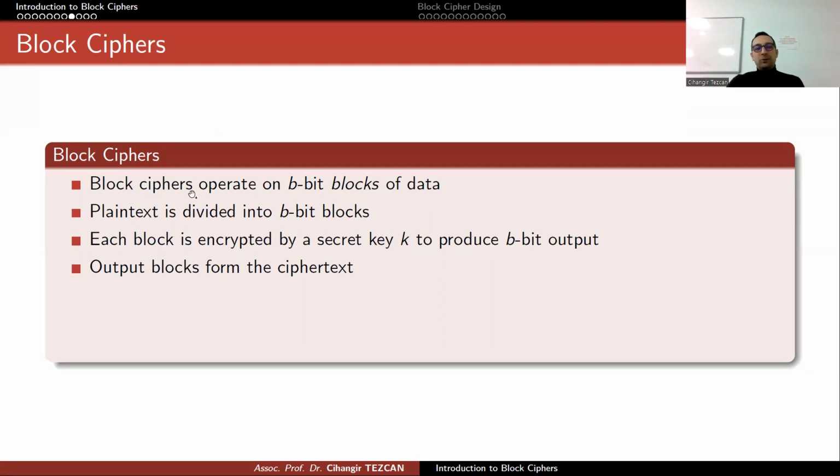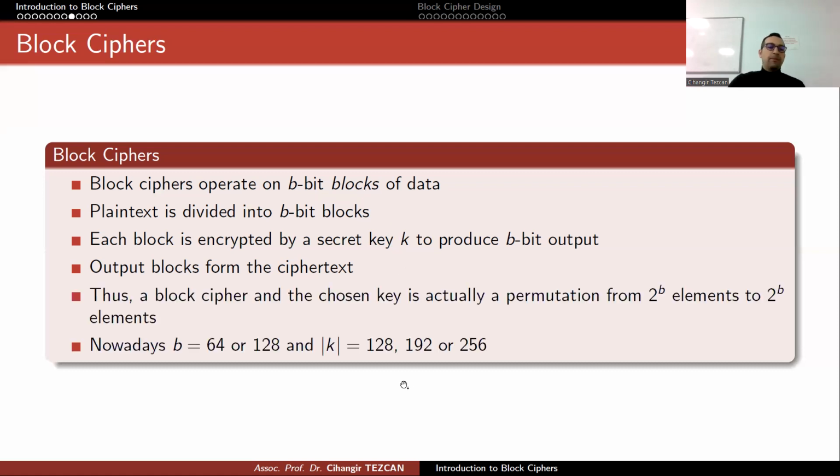Block ciphers operate on b-bit blocks of data. So your plaintext can be larger than b bits, so it is divided into b-bit blocks. Each block is encrypted by a secret key K to produce b-bit output. Output blocks form the ciphertext. How you form them actually depends on the mode of operation. Okay. Currently, just assume that we are going to simply encrypt one block and then decrypt it back.